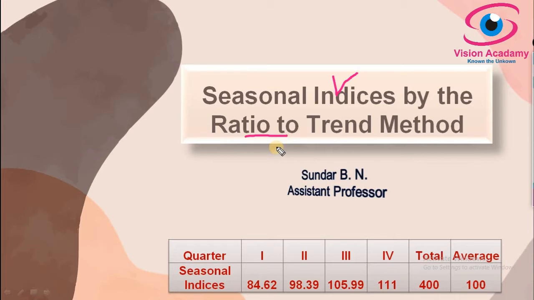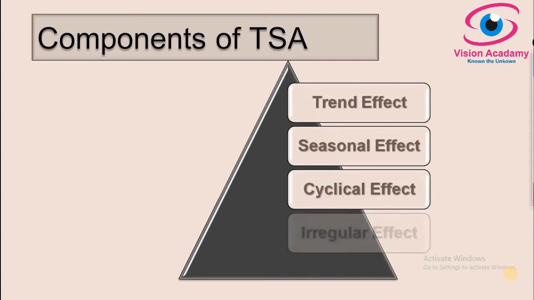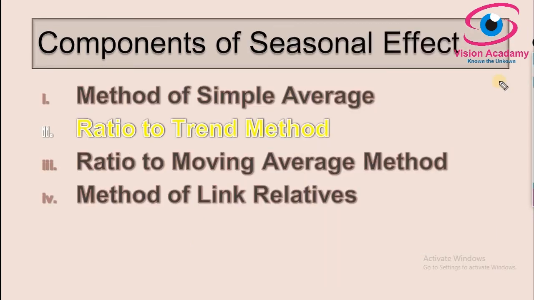Here there are two terms in ratio to trend method. Firstly, we will take ratio as a percentage method, and before we take a ratio, we find trend value using least square method. So this is named as ratio to trend method. You know the components of time series analysis, in which I am going to deal with seasonal effect. In seasonal effect, this lecture will focus on ratio to trend method.